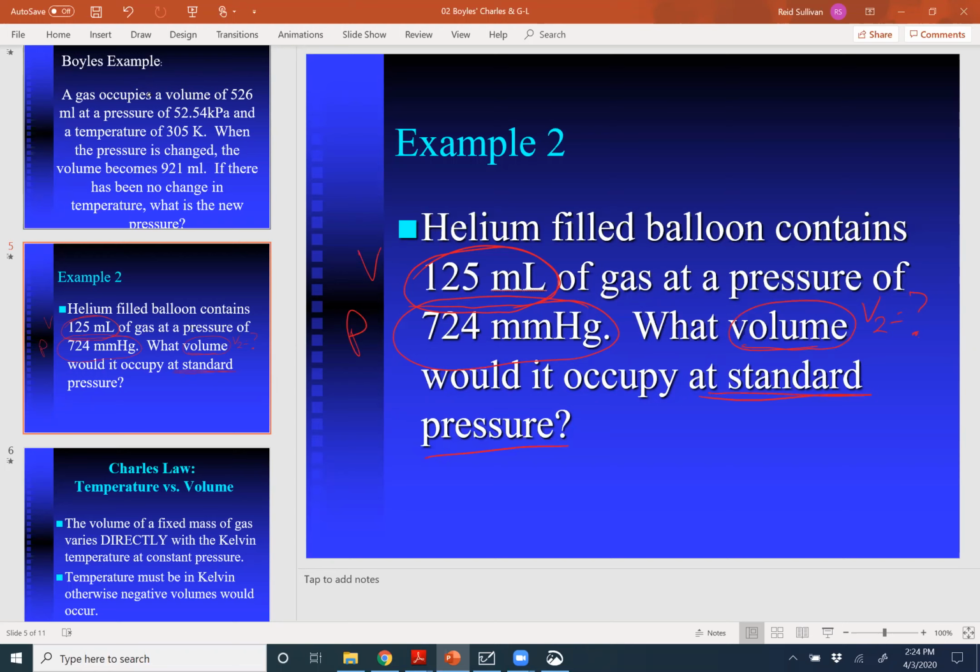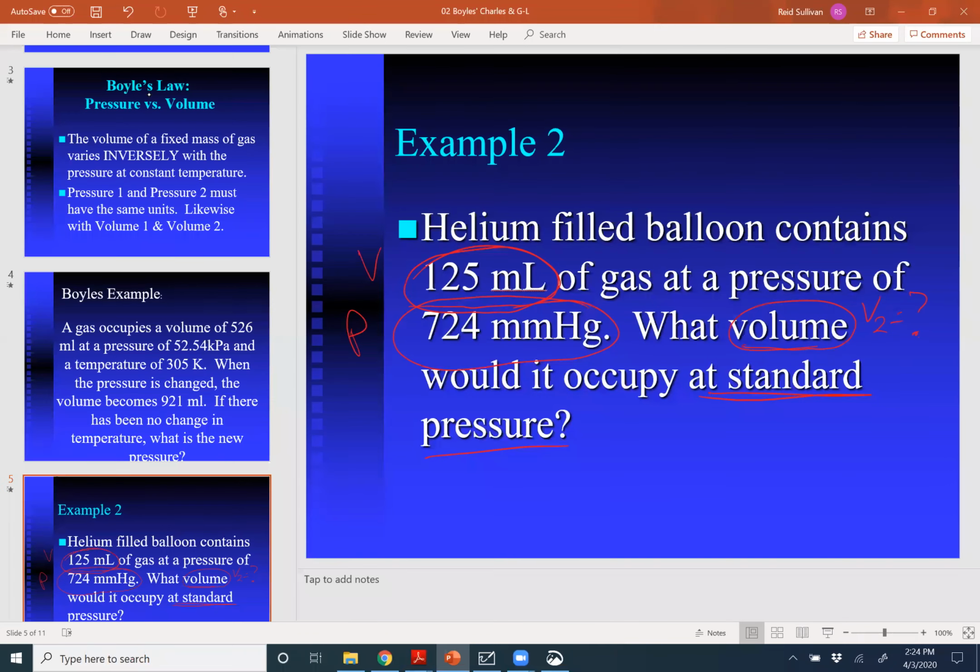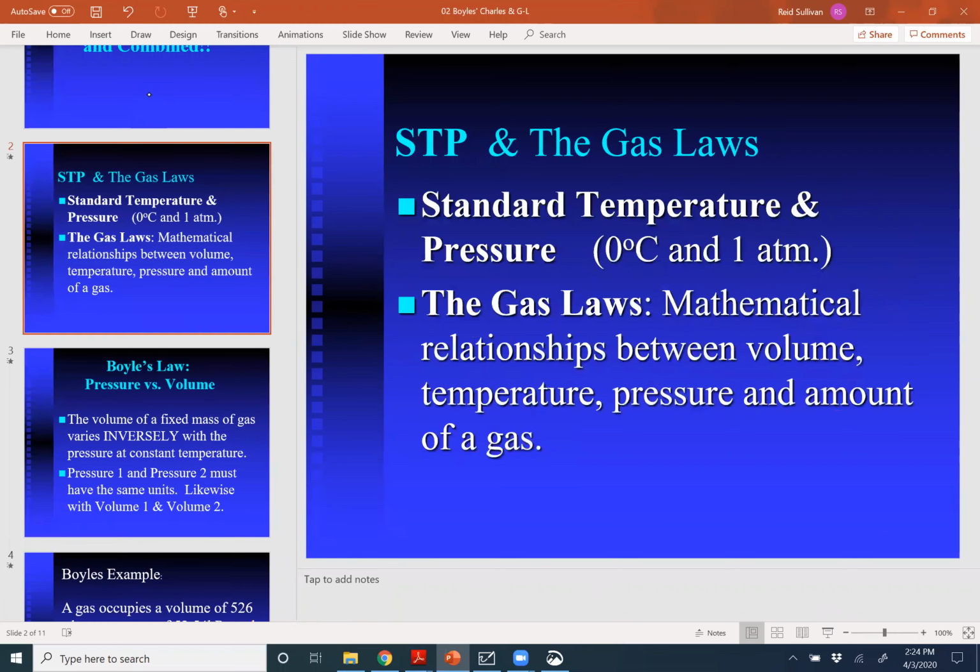So this is a good example because now we're going to talk about what is standard pressure. So remember, this is the age of Enlightenment. And one of the big things, the scientific revolution, one of the big things, N stands for the amount of gas, Stacy. So we'll get back there in a second.